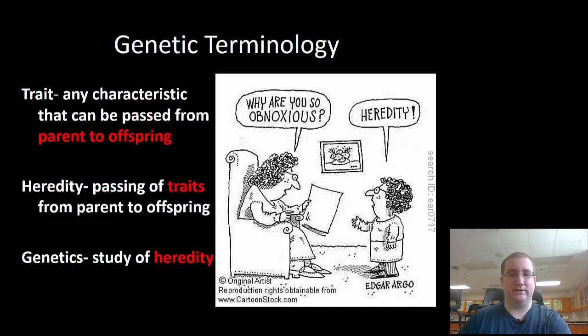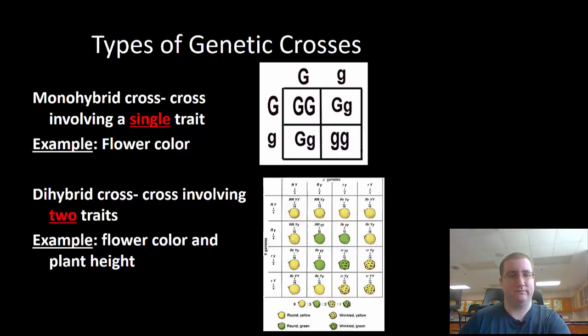Some terminology for this unit: a trait is any characteristic that can be passed from parent to offspring. So it could be hair color, eye color, which are the 2 most common ones we deal with. It could be a genetic disorder. So it's any physical characteristic that can be passed. Heredity is the actual passing of these traits from parent to offspring. And then genetics is the study of heredity. So genetics is the study of how the traits move from the parent to the actual offspring.